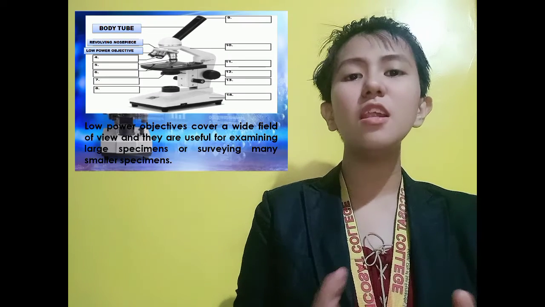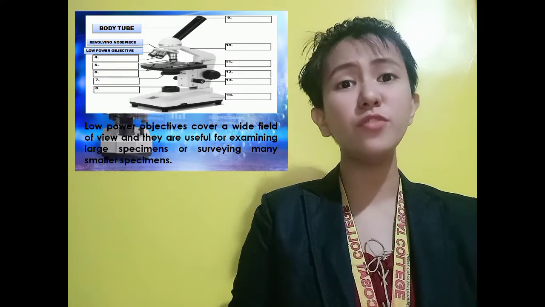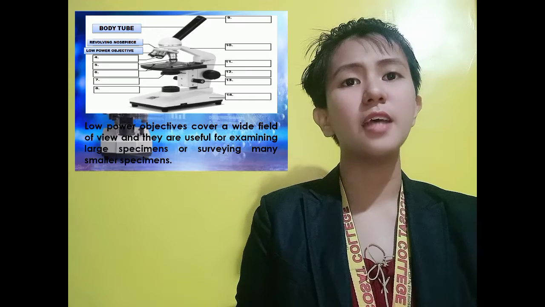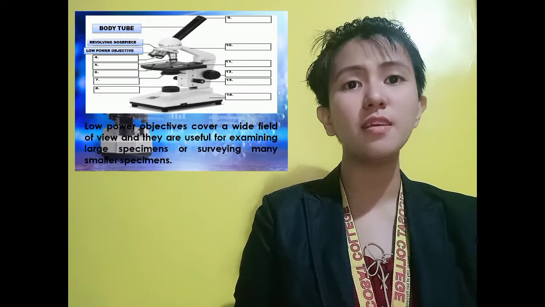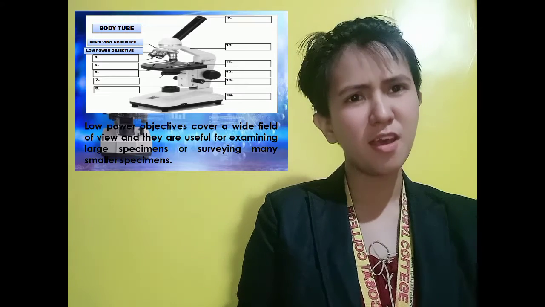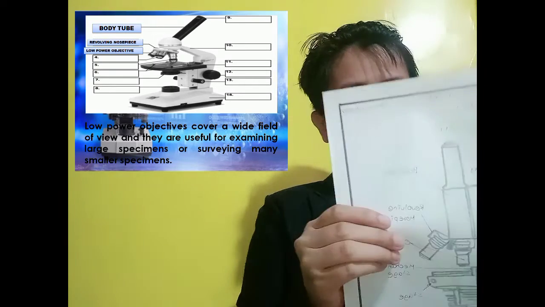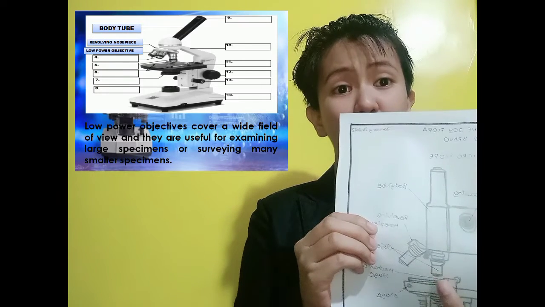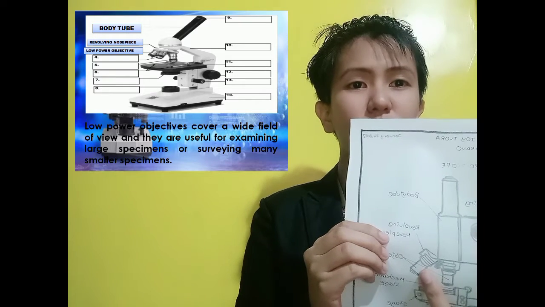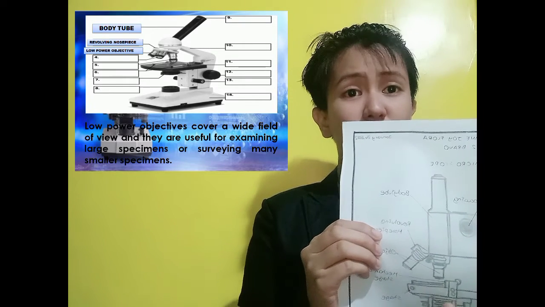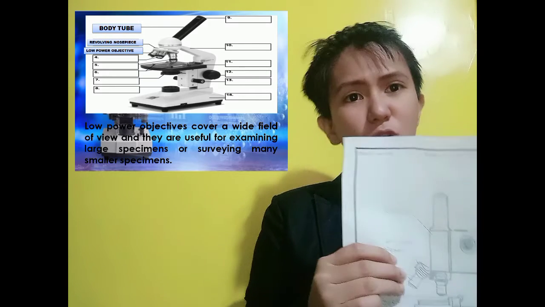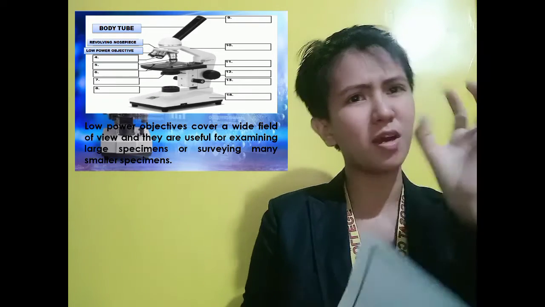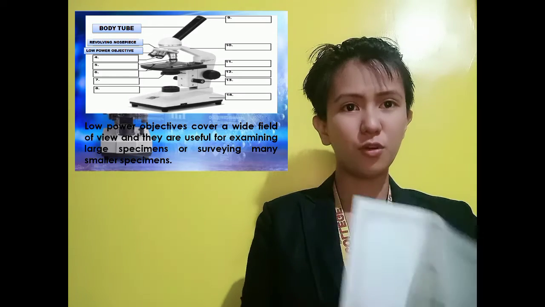So, the next is the low power objective. It covers a wide field of view, and it is useful for examining large specimens or observing many smaller specimens. Here is the revolving nose piece with its two objectives, the low power objective and the high power objective. The low power objective is for viewing large specimens up close.